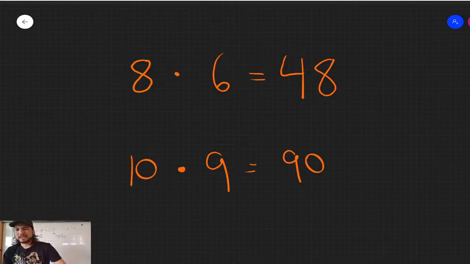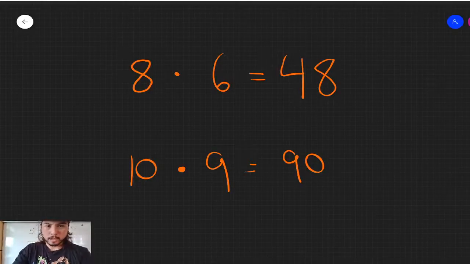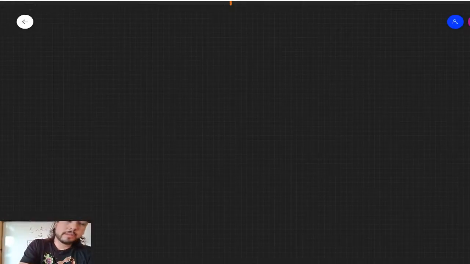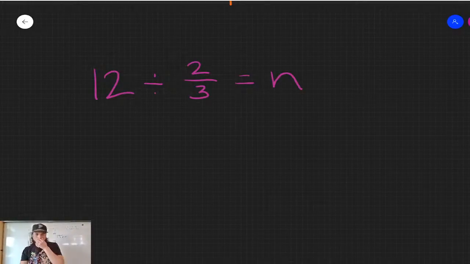Now, does this work when the numerator is not 1? What does that look like when the numerator is not 1? Maybe we have something like, and I'm going to go to pink. Maybe we have something like, oh, I don't know, 12 divided by 2/3 equals n.